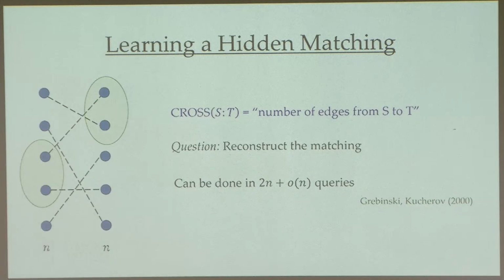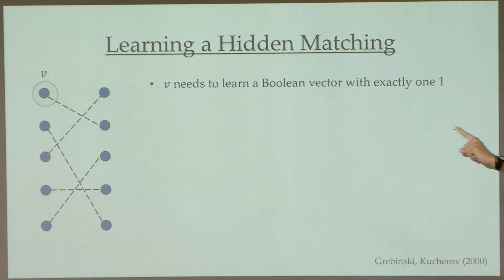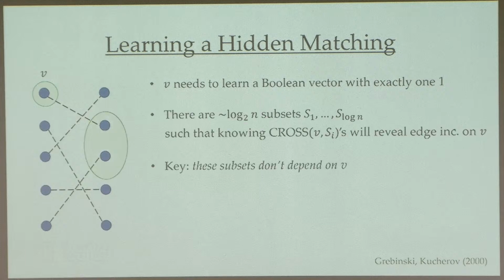So here's the way you do it. Vertex V on the left wants to know a neighbor. It has exactly one neighbor on the right, and it wants to find it. So you can think of it as, for that vertex, there is an incidence vector, an n-dimensional vector with exactly one 1, where I have an edge, and I want to find it. Which means that there exist log n subsets S1 to S log n on the right side, such that if V knew how many edges V has to Si for each of these log n subsets, then I would know where my vertex is. This is exactly the protocol that we saw earlier.